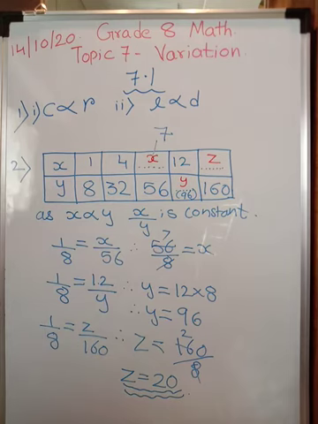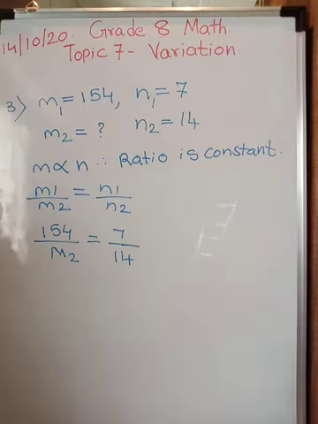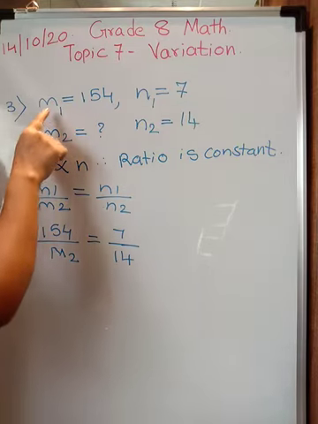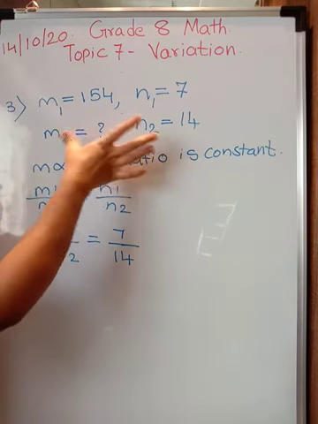Now let's go to the third question. You may pause the video and write it down. Now look at the third question. M varies directly as N is already given. One M value is 154 and N is 7. You have to find M when N is 14. When a situation like this comes, you may take the first values as M1, N1 and the other as M2, N2, so it becomes easy for you.